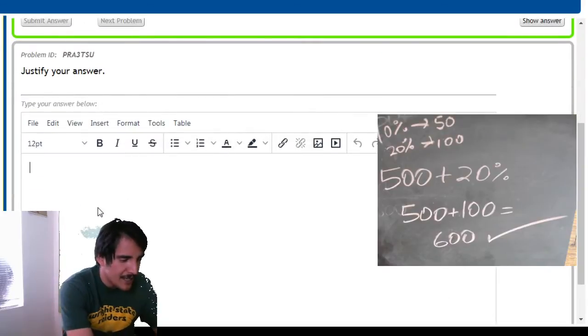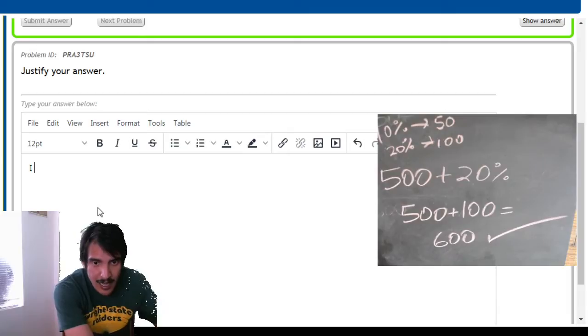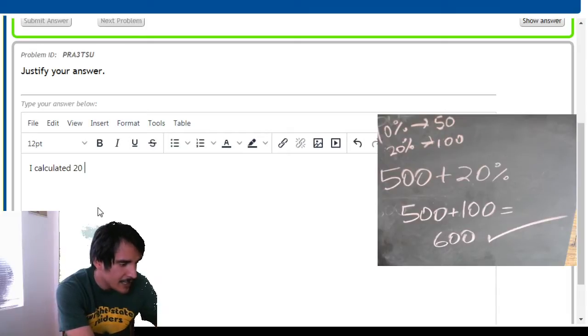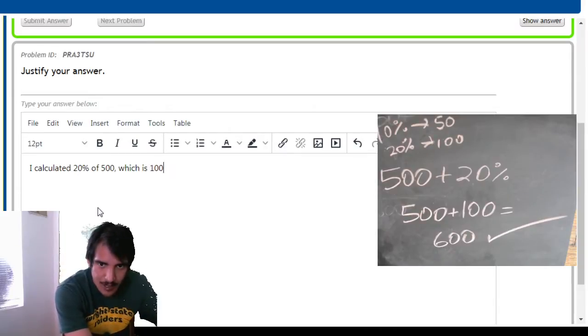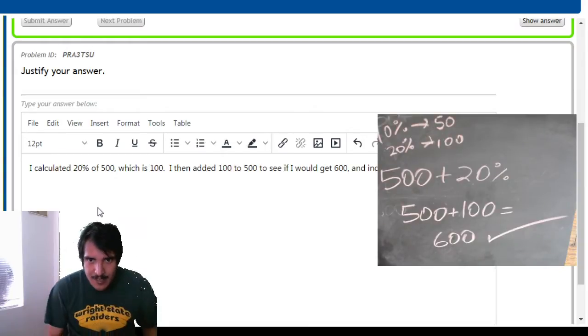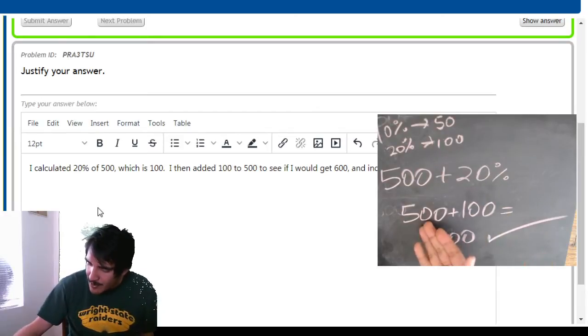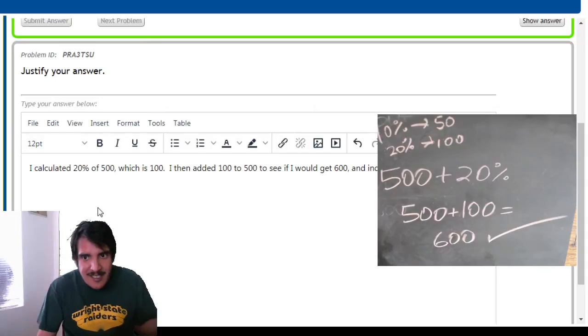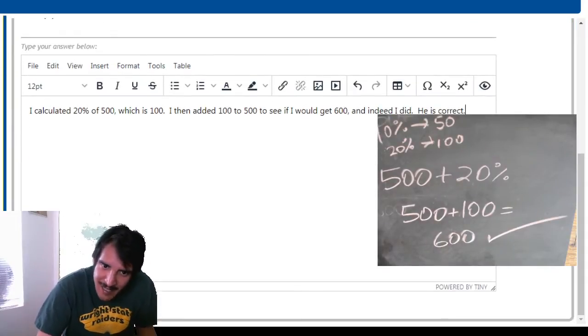Justify your answer, and this is how, that means explain your answer. So I calculated 20% of 500, which is 100. I then added 100 to 500 to see if I would get 600, and indeed I did. He is correct. Boom. So you calculated 20% of 500, then you add it on. Does it equal 600? Yes, it does. So he is correct. That's my justification.